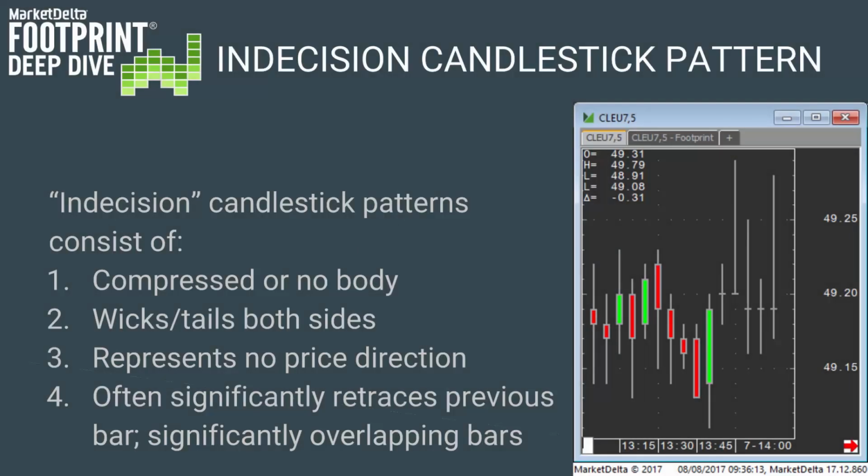All right, so let's take a look. Here on the right we've got a candlestick chart, and you can see a lot of these dojis, basically opening and closing at the same price. This is rare. But even if you were to look in here, you've got extreme overlap. So it's not just that we have this pattern of compressed or no body or long wicks or tails, but that we see significant overlap of bars. They often retrace significantly, or 100% of the previous bar.